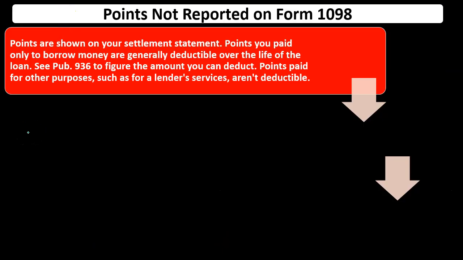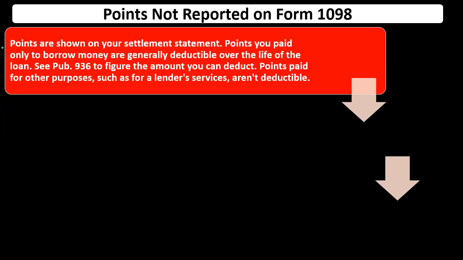Points not reported on Form 1098. Typically when you have mortgage interest, you'll get a 1098, and the 1098 will be fairly straightforward. It'll provide the mortgage interest that you're going to typically put into your tax software to take the deduction for the mortgage interest. However, there could be situations where we have points which may not be reported on the Form 1098. Points are shown on your settlement statement.